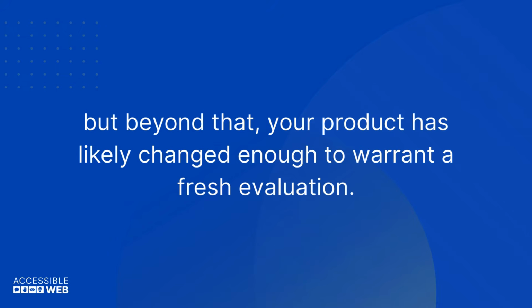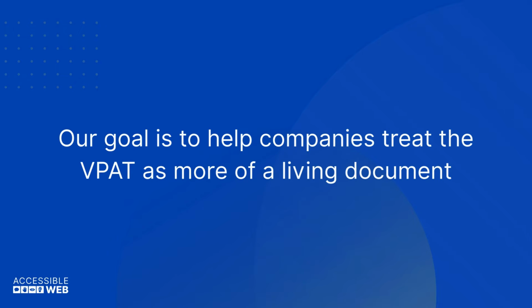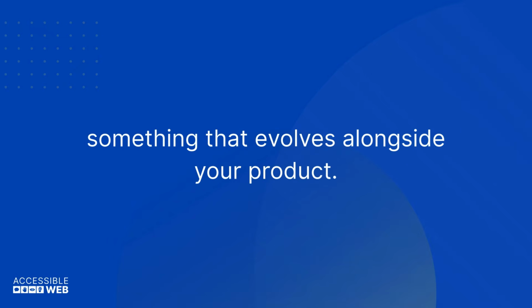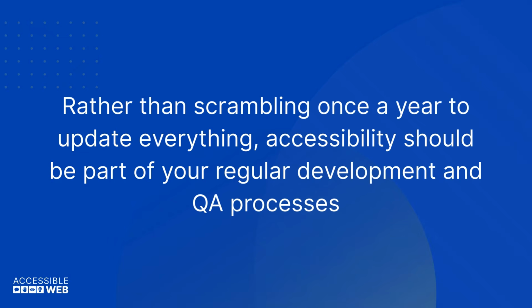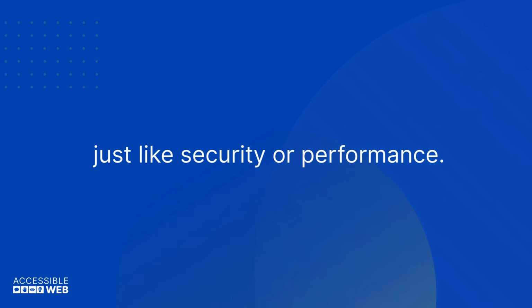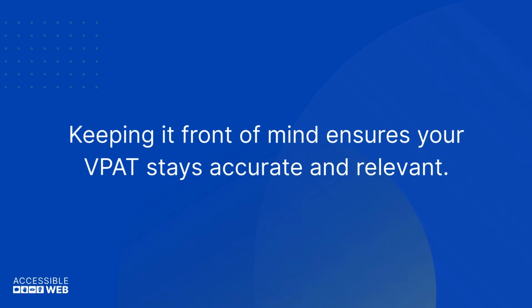a fresh evaluation. Our goal is to help companies treat the VPAT as more of a living document, something that evolves alongside your product. Rather than scrambling once a year to update everything, accessibility should be part of your regular development and QA processes, just like security or performance. Keeping it front of mind ensures your VPAT stays accurate and relevant.